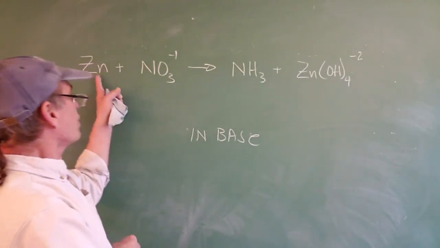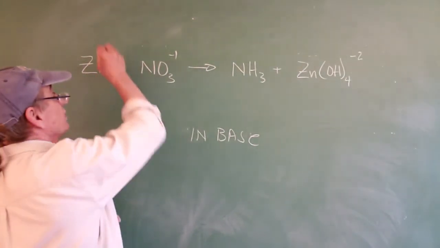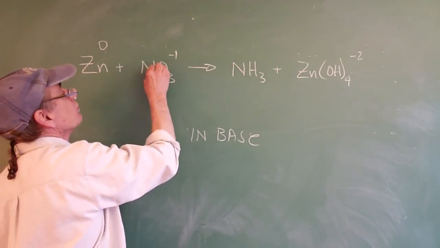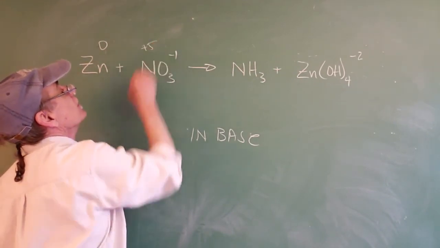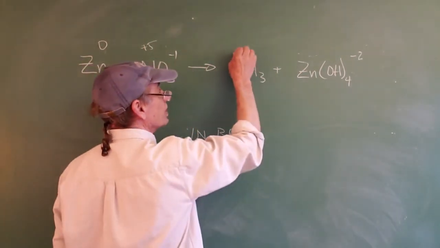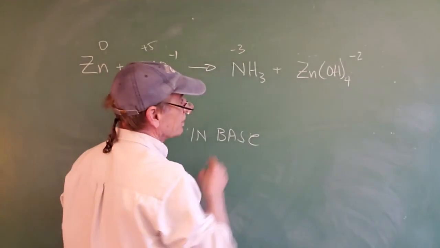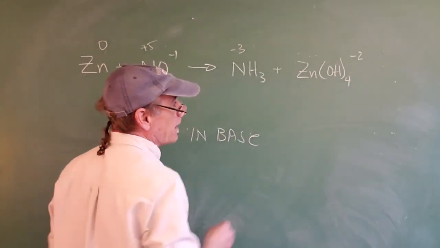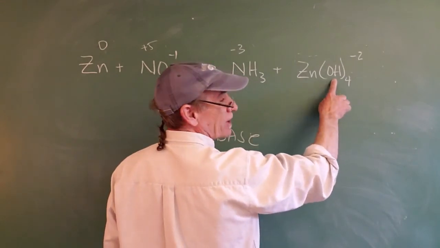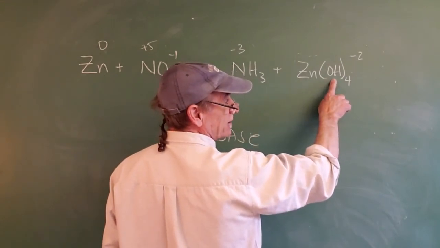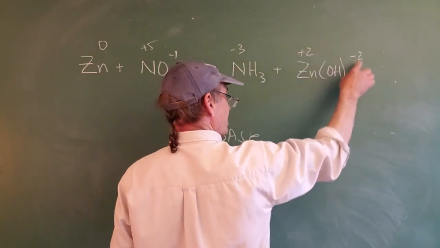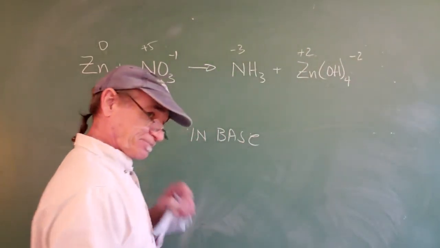Now, in this case, we're starting off with zinc metal in its 0 oxidation state. It's reacting with a nitrate anion. Nitrogen here is in its +5 state. It's going to react to make ammonia. If you remember, ammonia is that weird one that has nitrogen in its -3 state because the hydrogens are +1 each. And a zinc complex with 4 hydroxides. Now remember, hydroxide has a -1 charge on it, and there's 4 of them. So that would mean this was a zinc +2 for that to come out to be a -2 ion.